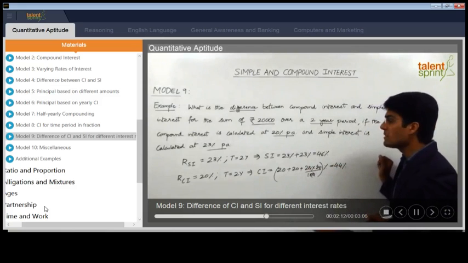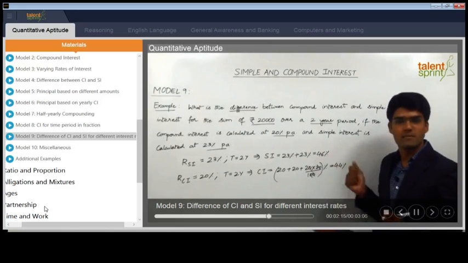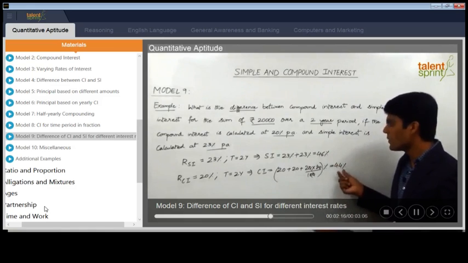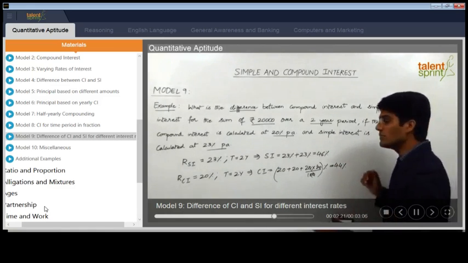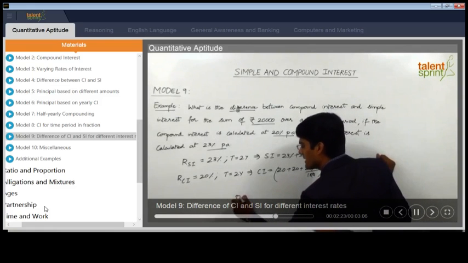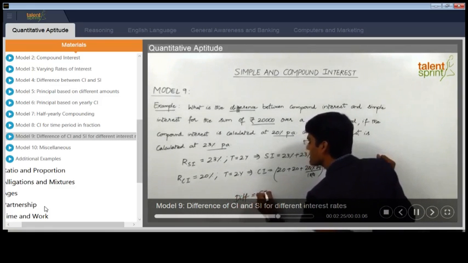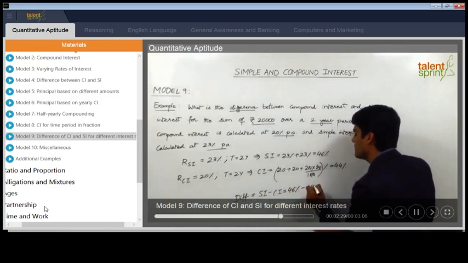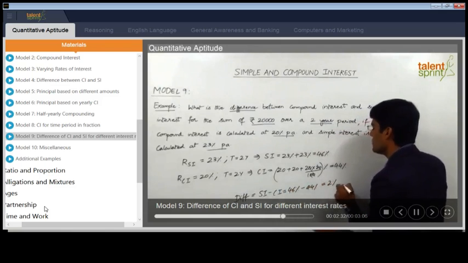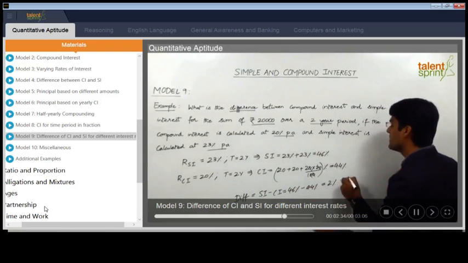So as you can see here, the total simple interest that is generated is 46%. And the total compound interest is 44%. And we are supposed to find out the difference between these two. So we can say that the difference here, that is SI minus CI, would be equal to 46% minus 44%. That is equal to 2%. And this 2% has to be calculated.